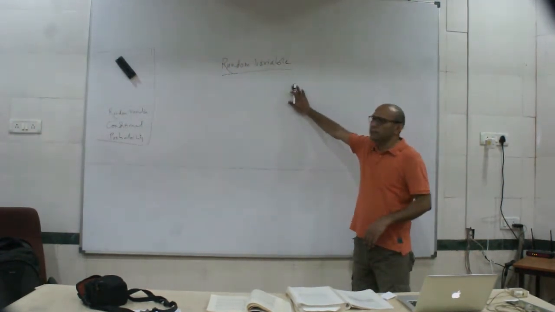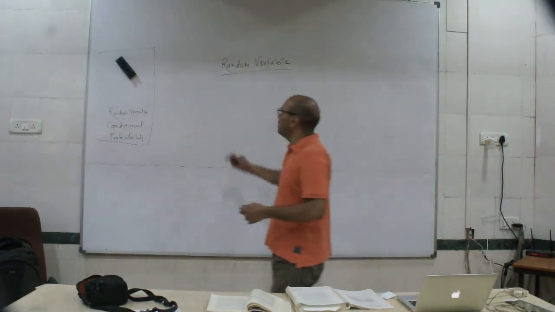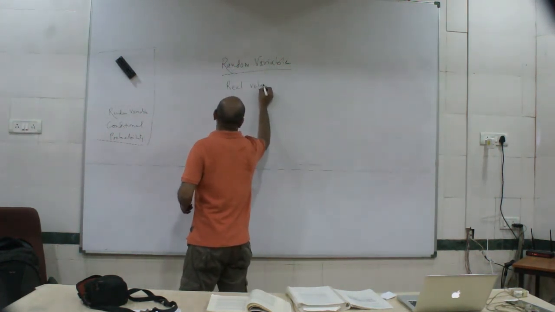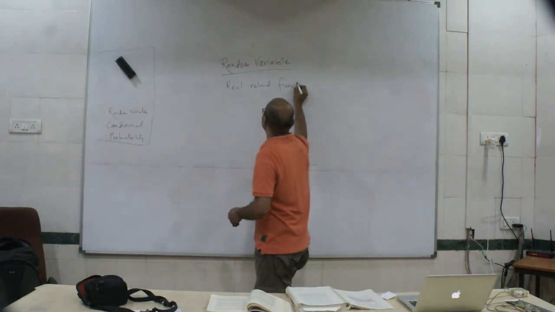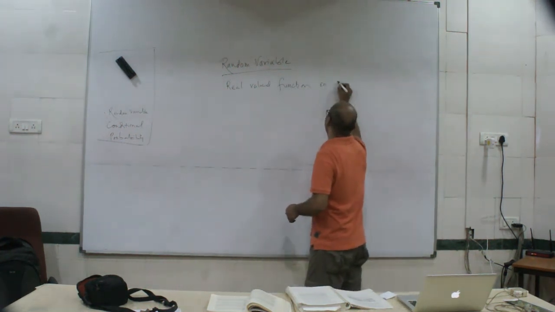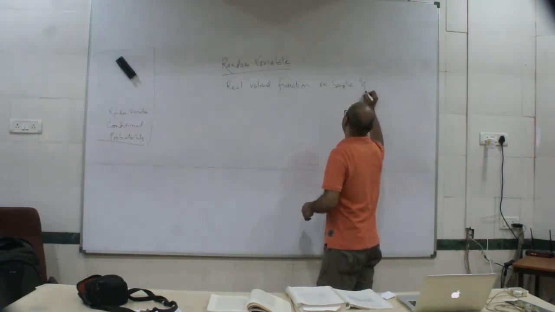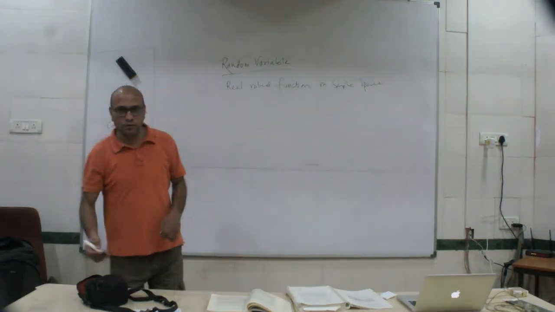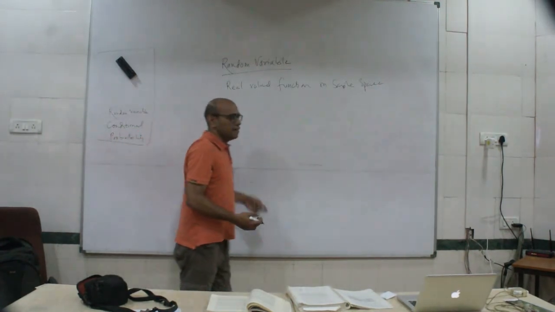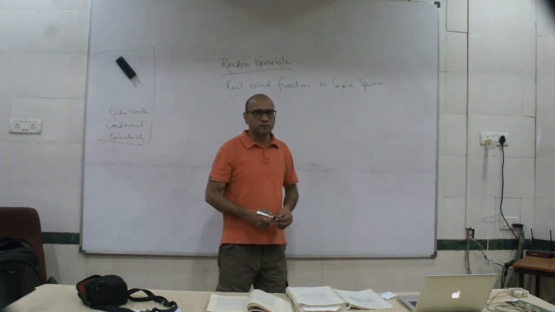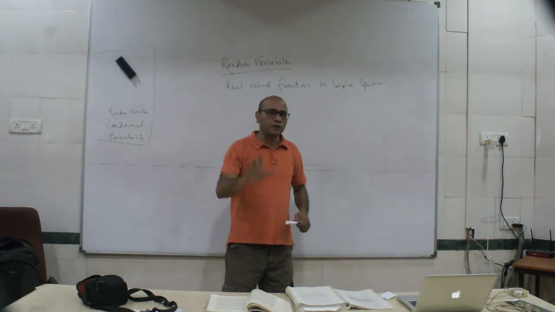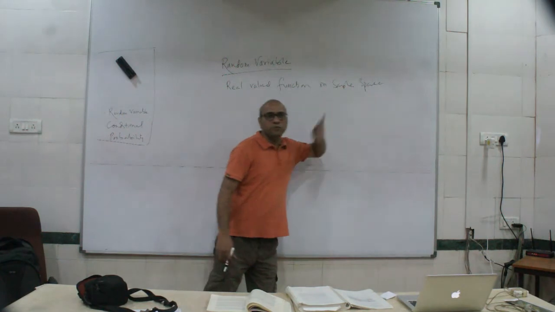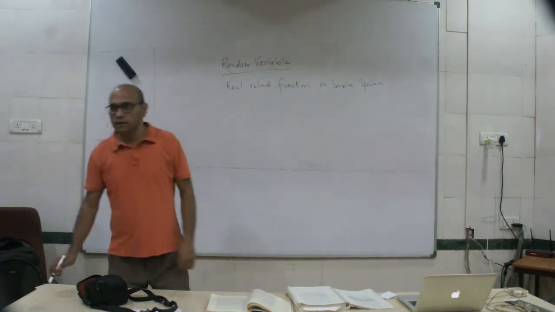Let's first define random variable. Random variable is a real valued function on a sample space. Fine? It's a real valued function on a sample space. Right? Real valued function is any f(x). Now, let's take an example so that you understand how this real valued function gets applied to sample space and how we get a random variable.